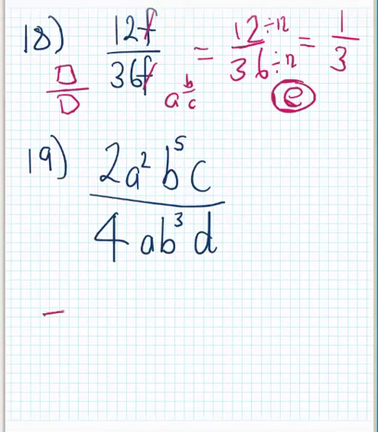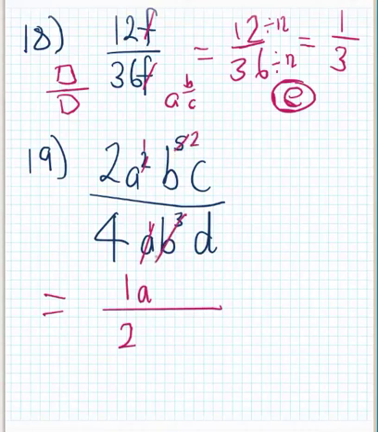All right, so we've got 2 and 4, simplifies to a half. 2 A's on top, 1 on the bottom, smallest amount goes. I'm left with 1A on top. 5 B's on top, 3 on the bottom, smallest amount goes. 5 take away 3 is 2, so B squared on top, or 2B's. Now we've got a C here, none on the bottom, so C is stuck there. A D on the bottom, none on top, and D is stuck there. And there's your answer. That 1 can be invisible, and that's how easy that was.